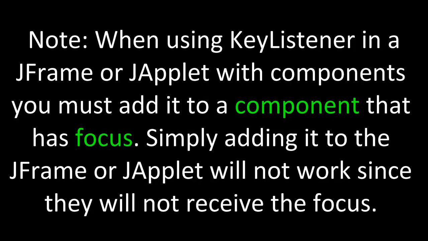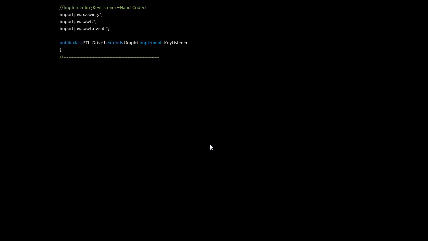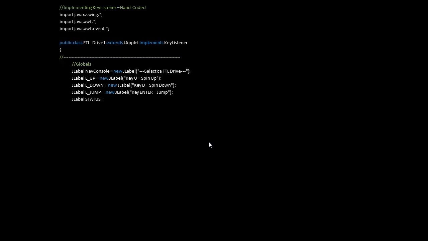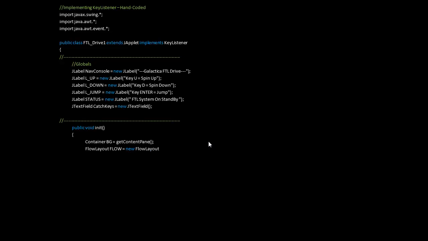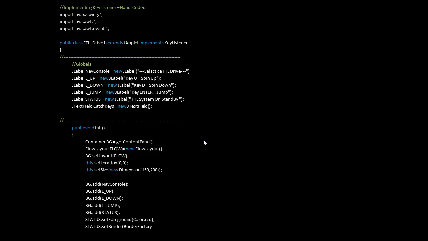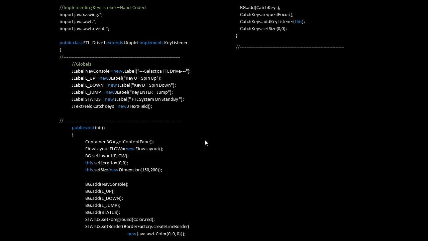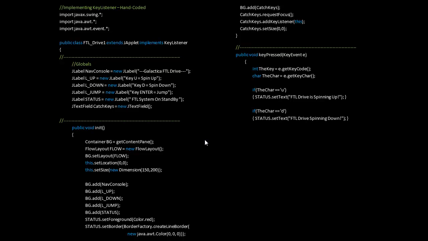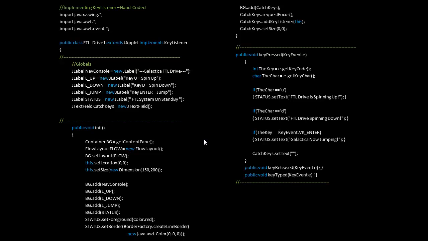Note, when using KeyListener in a JFrame or JApplet with components, you must add it to a component that has focus. Simply adding it to the JFrame or JApplet will not work, since they will not receive the focus. Here in this example, we're using a JApplet like we did in the previous examples, and we have some JLabels and a JTextField. Now, to implement KeyListener old school, we can't simply add it to the window, like the JFrame or JApplet background. When there are components on a JFrame or JApplet, one of those components will always have the focus instead of the window itself.